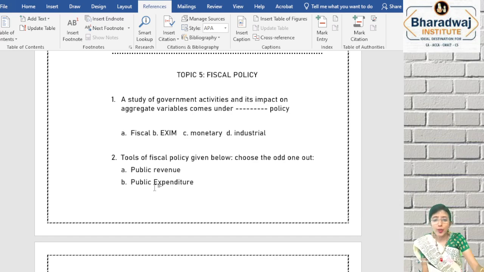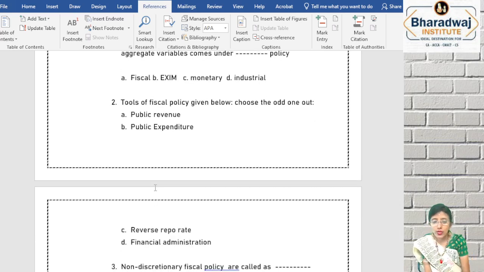A study of government activities and its impact on aggregate variables comes under dash policy: fiscal, exim, monetary, industrial. Tools of fiscal policy are given below. Choose the odd one out: public revenue, public expenditure, reverse repo rate, financial administration. If you have done, you tell me.